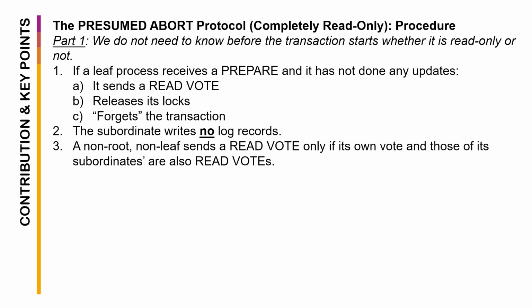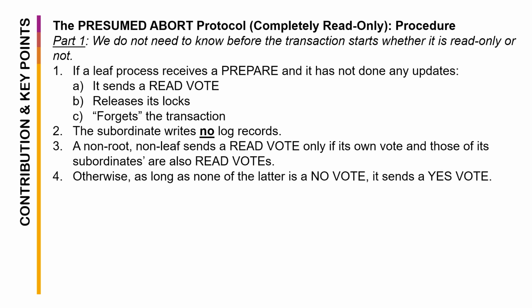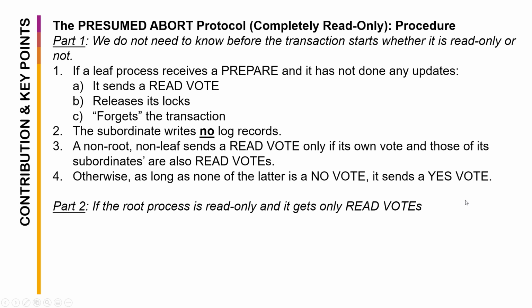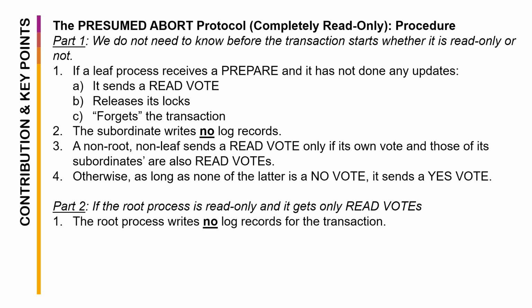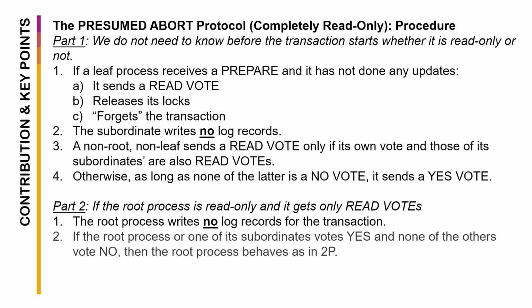A non-root non-leaf sends a read vote only if its own vote and those of its subordinates are also read votes. Otherwise, as long as none of the latter is a no vote, it sends a yes vote. Now, the second part of this procedure is if the root process is read-only and it gets only read votes. In this case, the root process writes no log records for the transaction. On the other hand, if the root process or one of its subordinates votes yes and none of the others vote no, then the root process behaves as in the usual two-phase commit protocol.